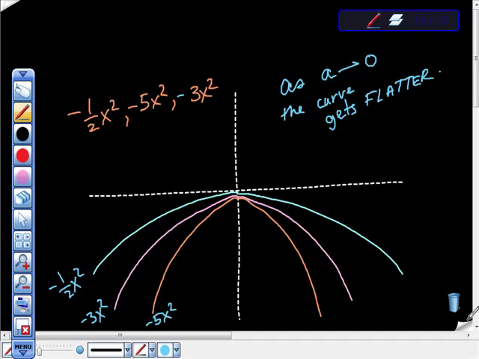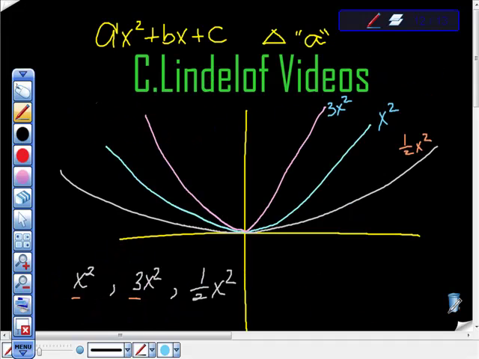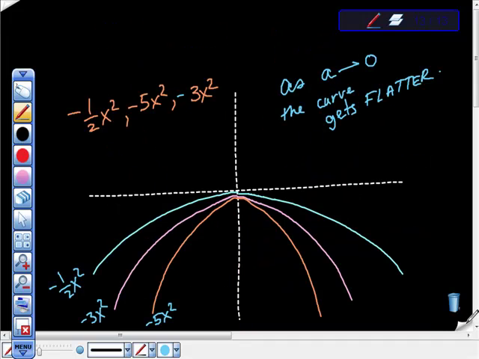So remember, if you're asked this question on an exam, it's not as a goes towards 0. It's as a gets closer to 0. Example 1, and then there's example 2, right?